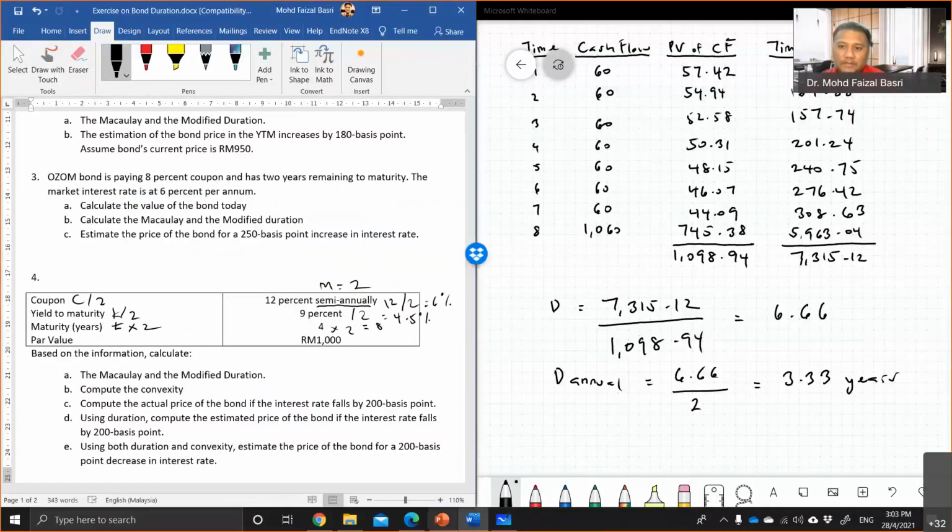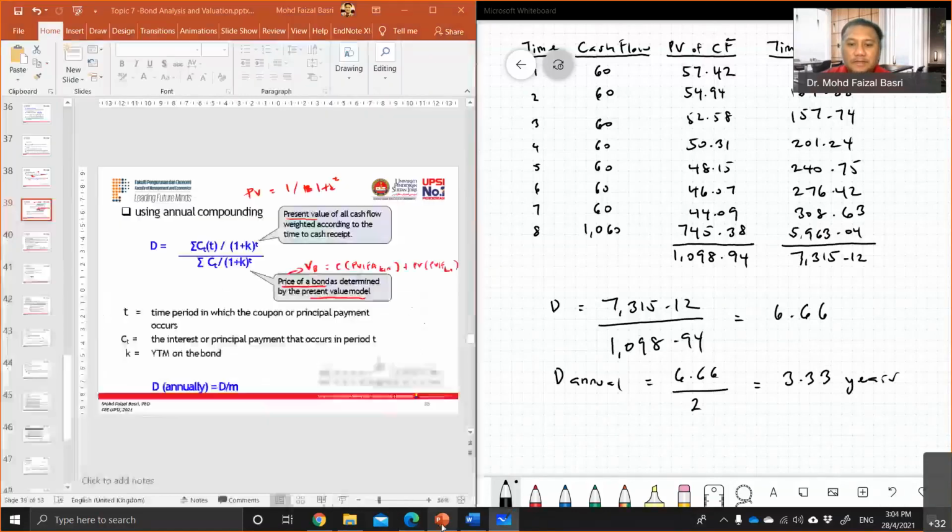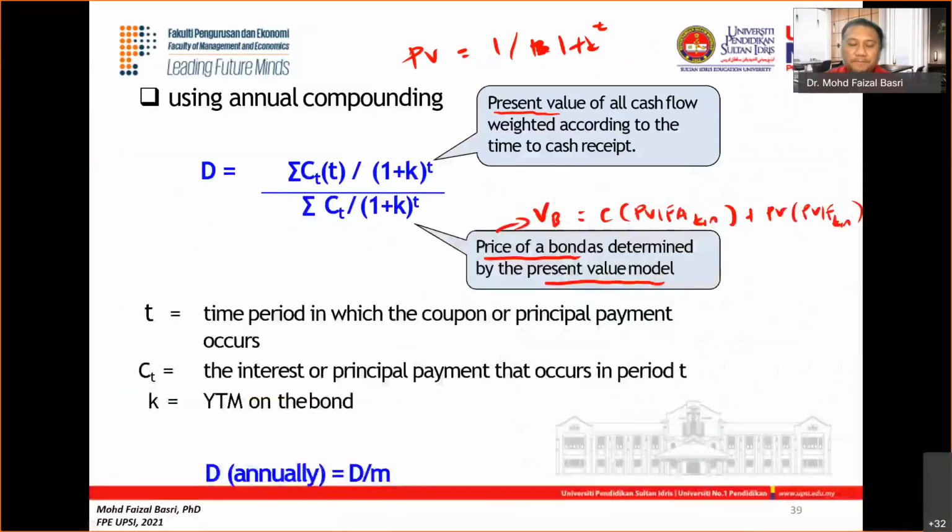So in order to find the duration, we need to prepare this table first to find these two pieces of information, the subtotals. Then we divide respectively based on the formula: the time times present value of cash flow, divided by the present value of cash flow, which is the value of the bond. Then we get the semi-annual duration, and we divide by 2 to get it in annual amounts. In this case, the annual amount is 3.33 years. This is just the first part.